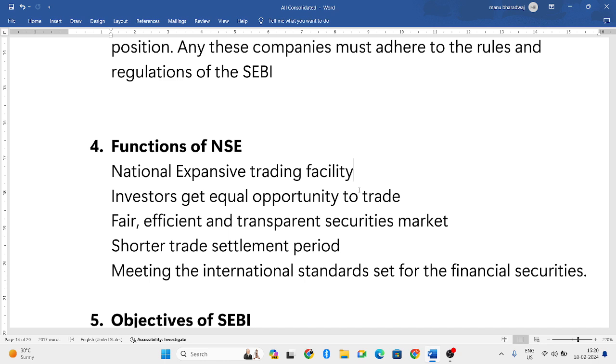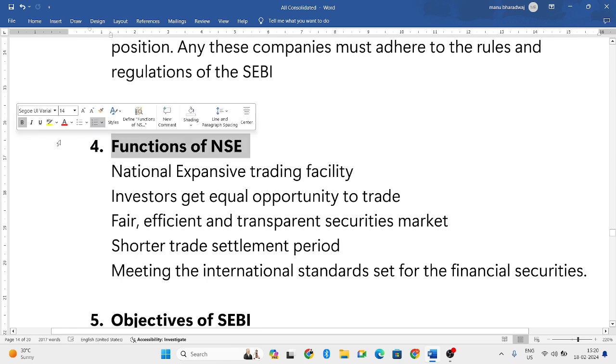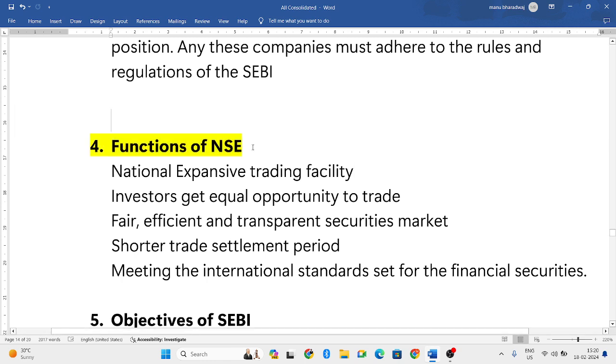Meeting the international standards. So whatever the international standards are there, those standards have been set for our secondary market through the NSE. These are the functions of NSE. That question also might come for section B.